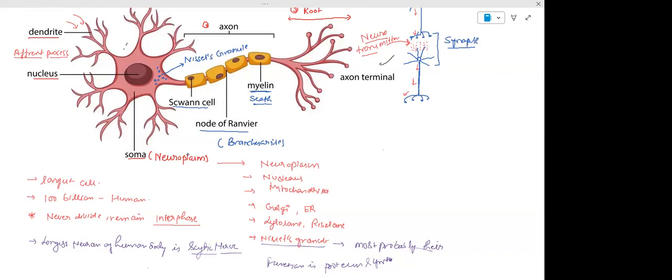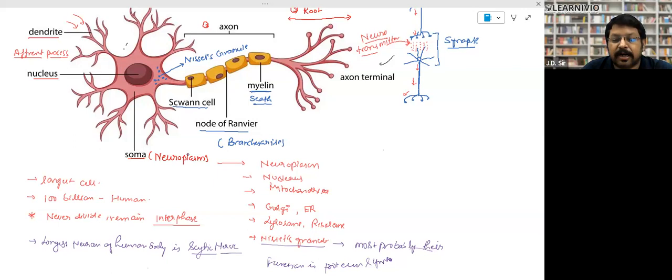Sir, so in cardiac cells, it won't divide and it won't grow as well. That's exactly why it is in G0 phase. Yes, right. Otherwise, what would have happened? If cardiac cells divided, they would keep on growing and our heart size would increase. But our heart remains of a particular size. It remains just like a fist.